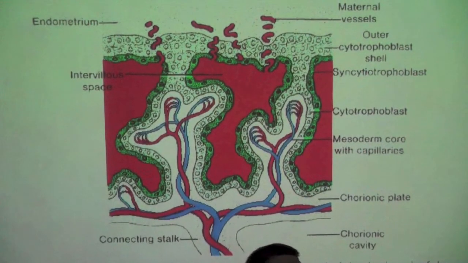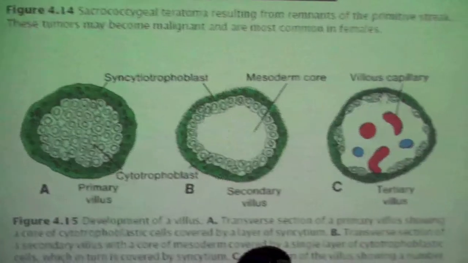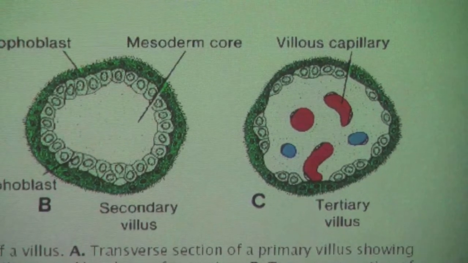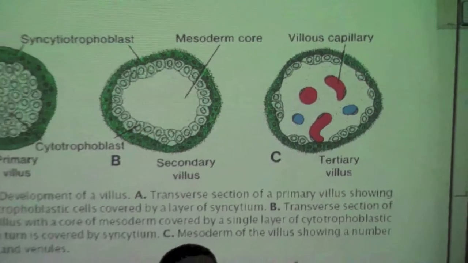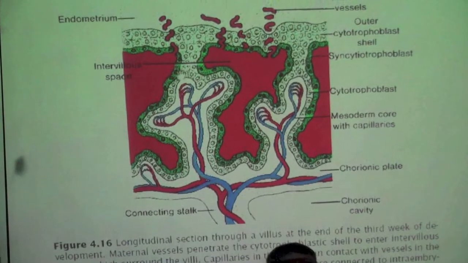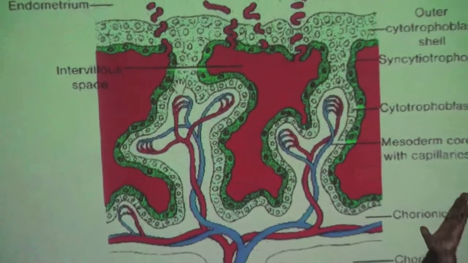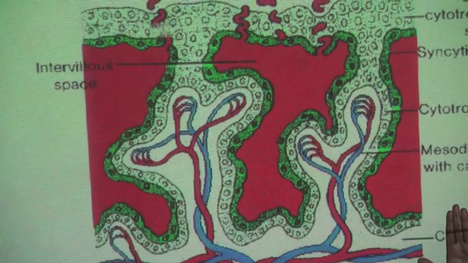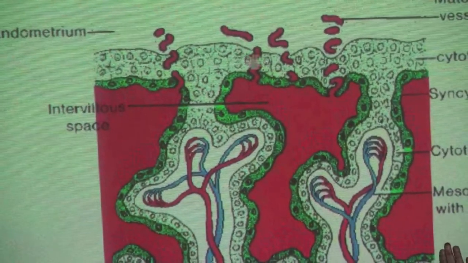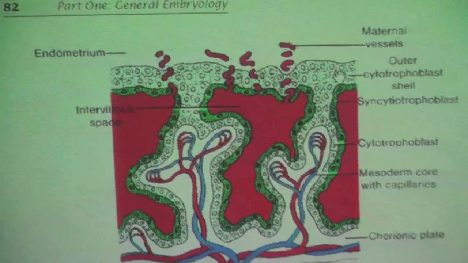Doctor, again your last point. If you go to this picture, what is most outside? What is inside? And then mesoderm. But what happens as the pregnancy advances, towards the end of the first trimester, 8 to 9 weeks? The cytotrophoblast further grows and goes out of the syncytial trophoblast. So what is present between mother and fetus now? Cytotrophoblast. Remember, all over it was syncytial trophoblast.